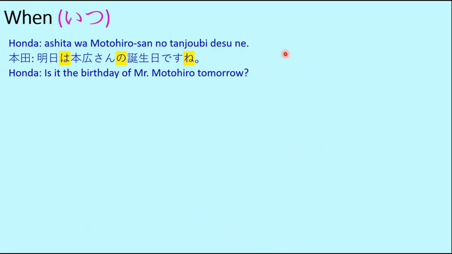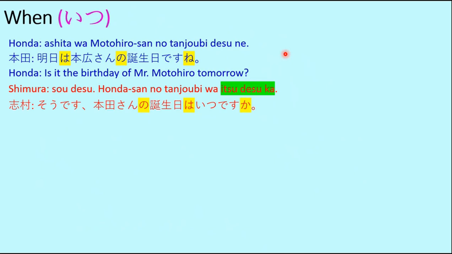Ashita wa Motohiro-san no tanjobi desu ne. Honda-san is talking to Shimura-san. Shimura-san says, so desu. Yes, it is. Honda-san no tanjobi wa itsu desu ka? So he says, yes, it is. That means tomorrow is the birthday of Motohiro-san.